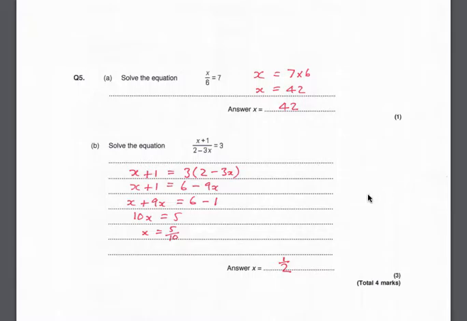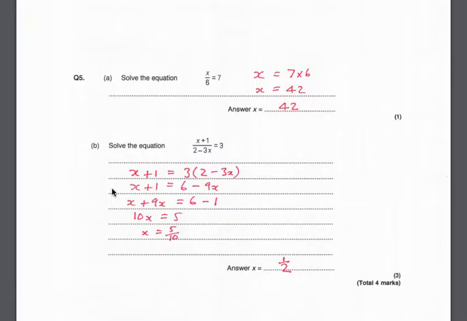Solve the equation x plus 1 over 2 minus 3x equals 3. As a first step, we multiply the equation through by this denominator, remembering to put a bracket round it because the 3 will be multiplied by all of 2 minus 3x. So x plus 1 is 3 multiplied by the bracket 2 minus 3x. We now expand the bracket. 3 multiplied by 2 is 6. 3 times minus 3x is minus 9x. So that gives us x plus 1 equals 6 minus 9x.